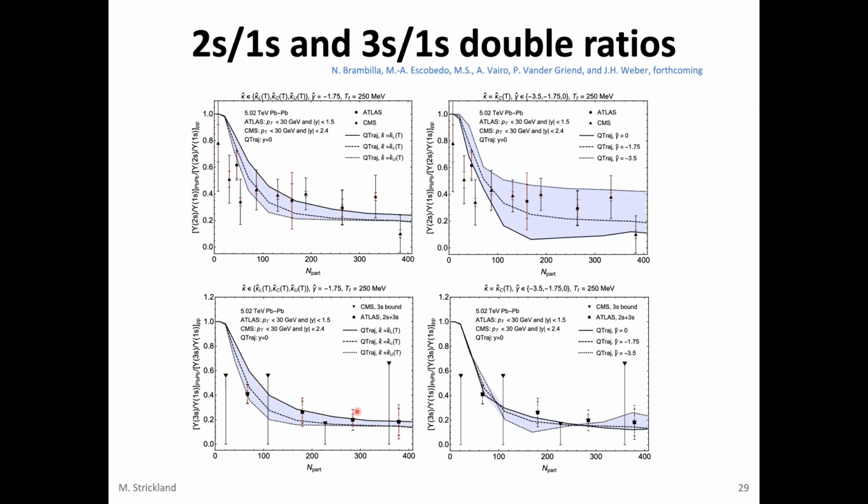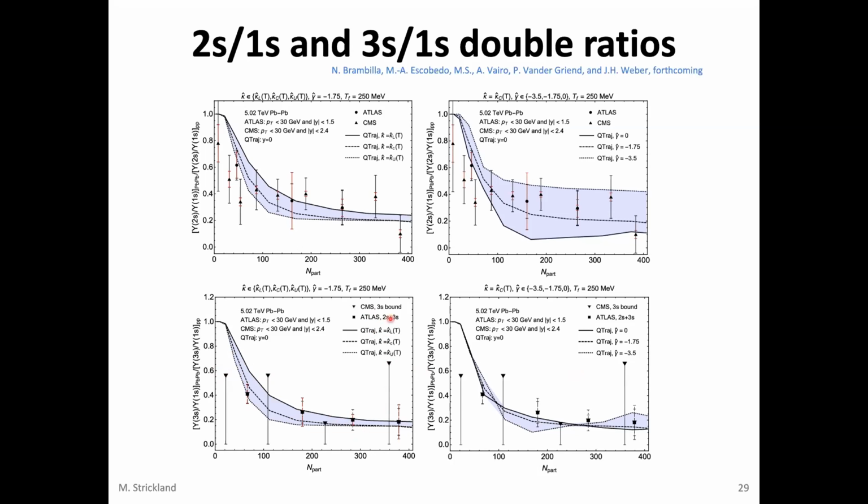Now there's a caveat here. The CMS here only has upper bounds on this quantity, because it's almost completely destroyed in the plasma. It's hard to get enough statistics to do this, at least when the results were produced.